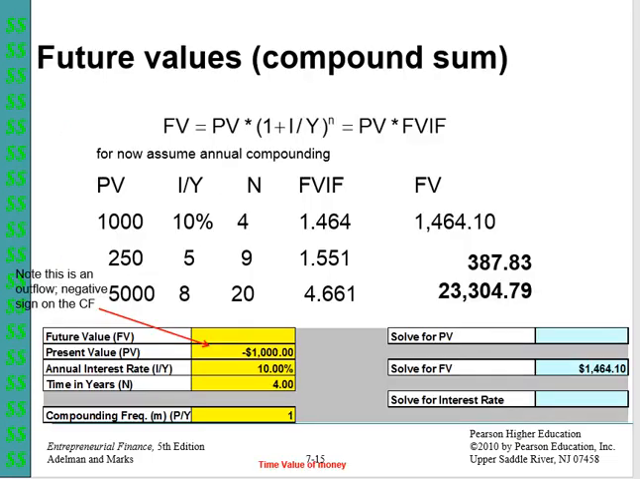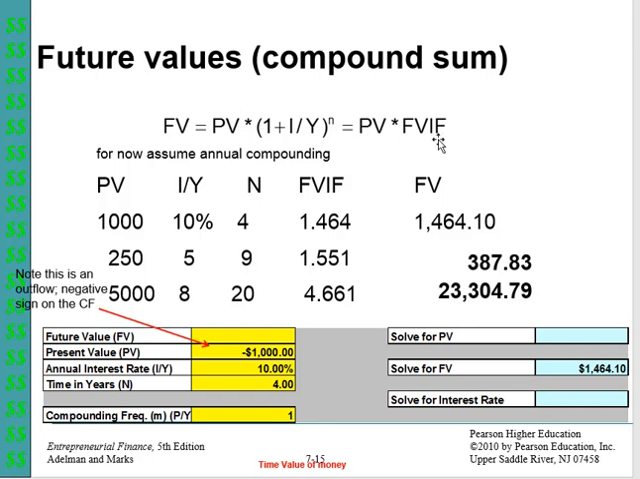So let's look at an example. The present value is $1,000. The interest rate per year is 10%, and we're going to invest for 4 years. How can you figure out how much money you will have at the end of 4 years? Well, there's several ways you can do this. You can do the formula: present value times 1 plus interest rate divided by Y, to the Nth period. That is a formula that will calculate future value.